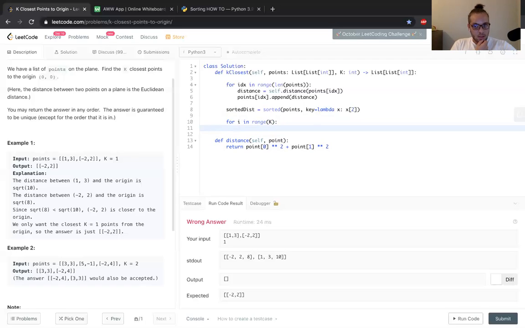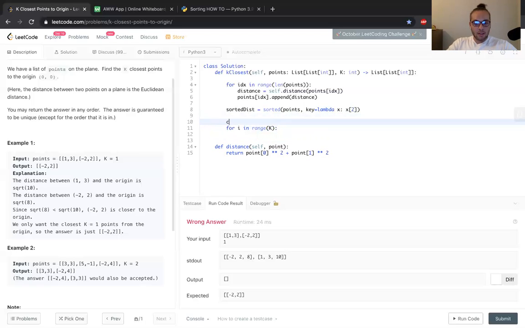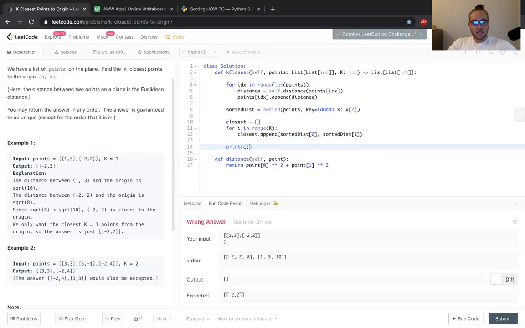So immediately I know that for example, the first thing, because I sorted it, is the closest thing, right? So for i in range, I need to make another array, right? So I need to say closest list, or let's just call it closest, and make it an empty array. And I have to say closest dot append, so the list is sorted dist, right? I want to return 0 because we don't want to return the distance. We just want to return the points 0, 1. So now let's print out closest and see how that ends up.